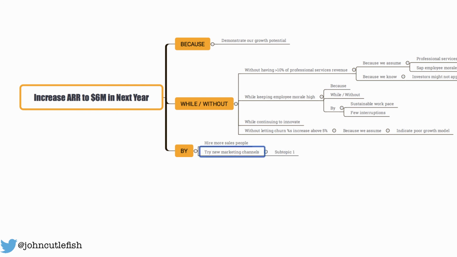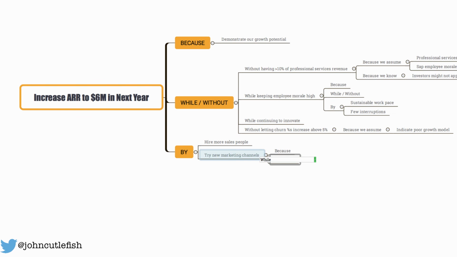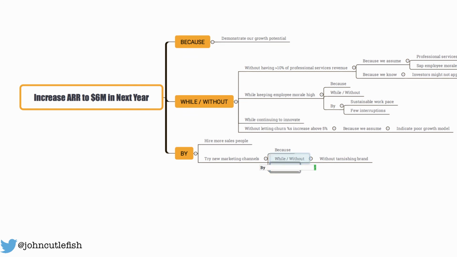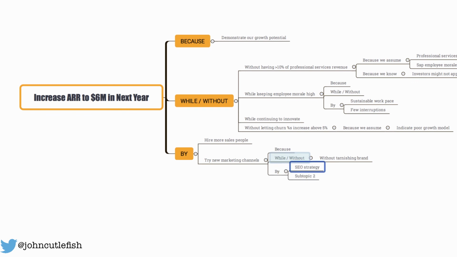So again, you could go deeper because you assume some stuff, while, without, perhaps without tarnishing brand. Maybe that's very important to you. And then finally you have some buys. You have those different marketing channels you want to try. It might be you have a new SEO strategy that you want to play out, and you might also want to start doing more conferences.